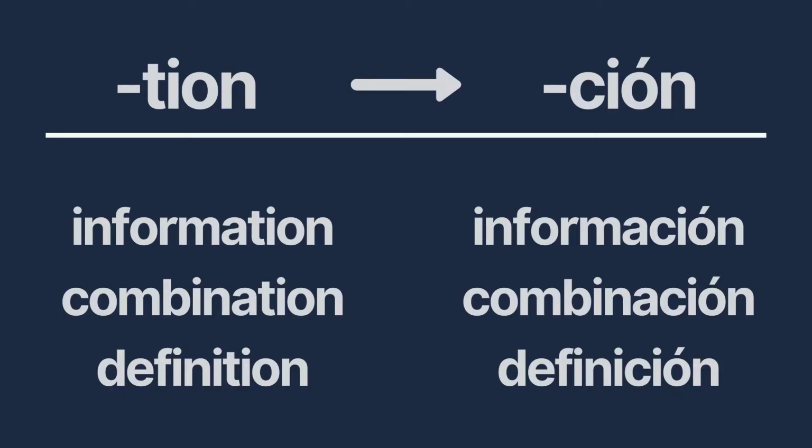So, words that in English end T-I-O-N, in Spanish end C-I-O-N. Here's a few examples. So we have information, información, combination, combinación, definition, definición. This first group of cognates is one of the largest groups that there is, and this will really transform your Spanish fluency.